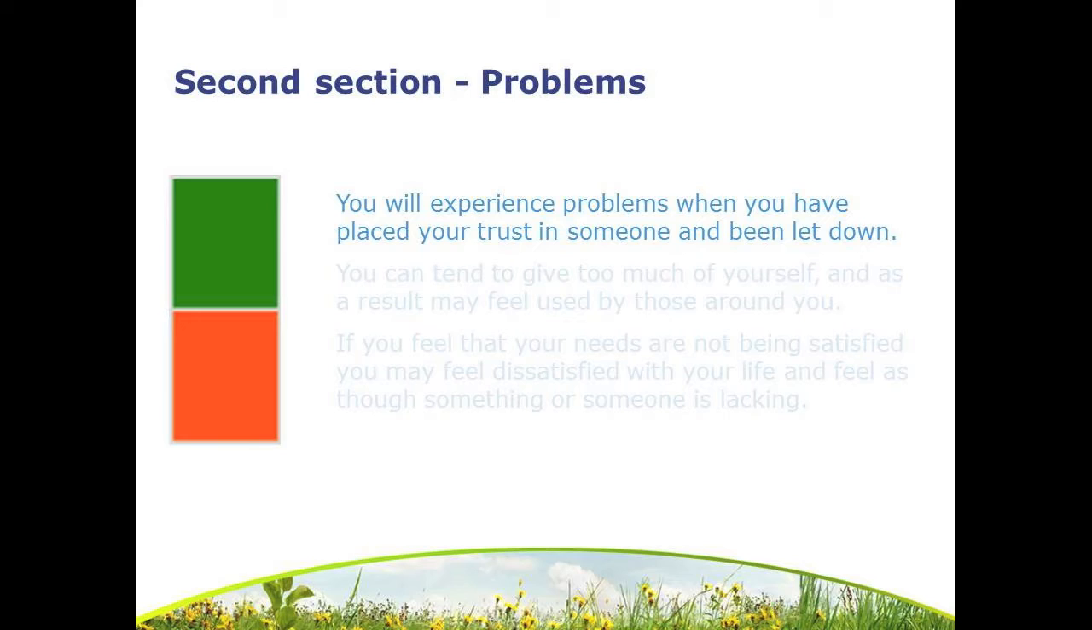The next section tells her of reasons why she will experience problems in this situation. It says, you're going to experience problems when you placed your trust in someone and you have been let down. Well, she placed her trust in people who could have helped stop the redundancy, and they let her down.